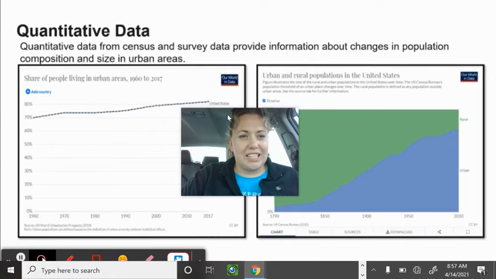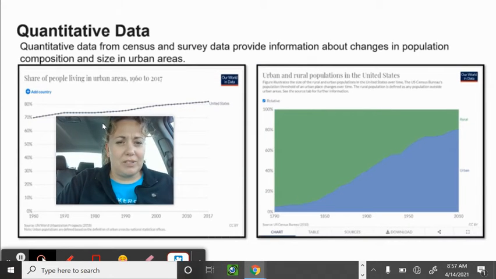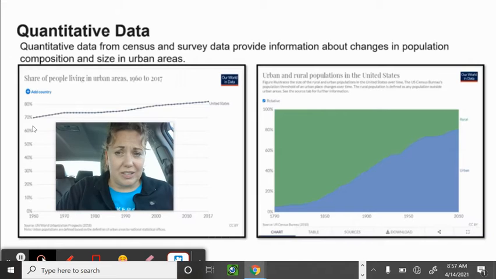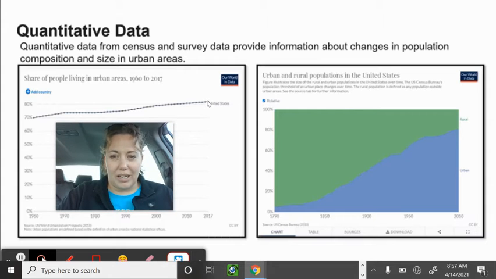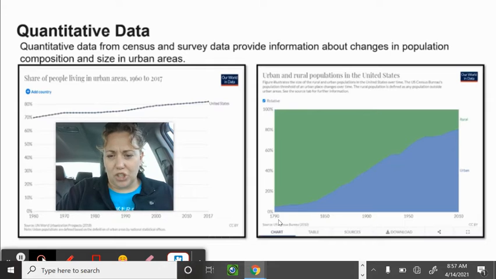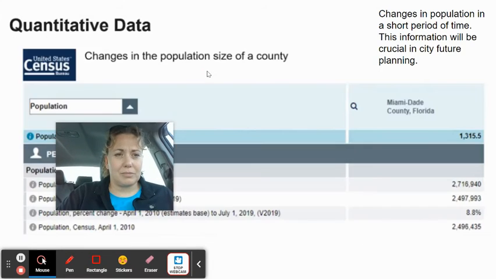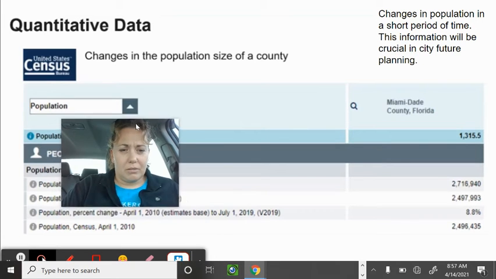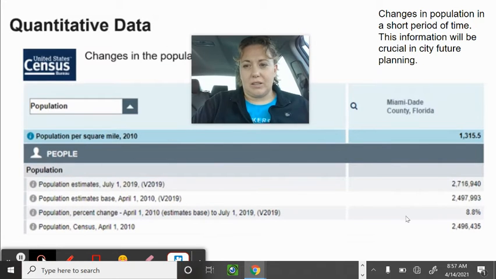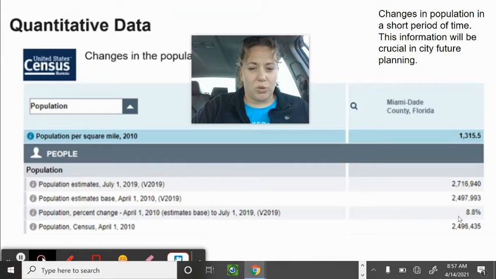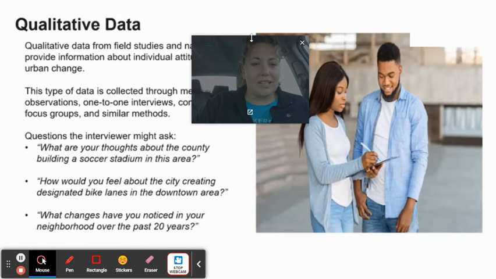Okay, so here's an example. This is the share of people living in urban areas. So this is quantitative data. We know at one point there was 70% of people, and now it's up to over 80% living in an urban area. That's a number. And then again, you can see the same thing from the shift from rural to urban areas. Quantitative, it's a hard number. Here's another one. They can look at county size and who lives where and what changes they're predicting are going to be. Okay, qualitative data.